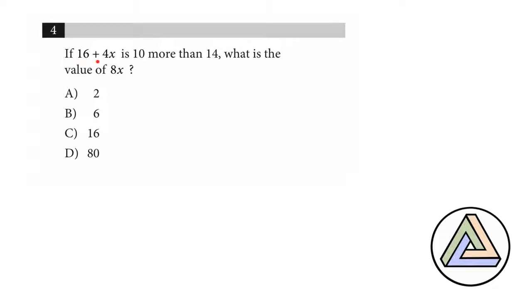Okay, if 16 plus 4x is 10 more than 14, what's the value of 8x? You might want to just write that, right? So 16 plus 4x. The word "is" means equals. So that's going to be equals. And 10 more than 14, well, that's like 14, and then 10 more than that, also known as plus 10. They ask for 8x. Now, obviously, we could solve for x, right? And then just multiply it by 8. That's totally fine.